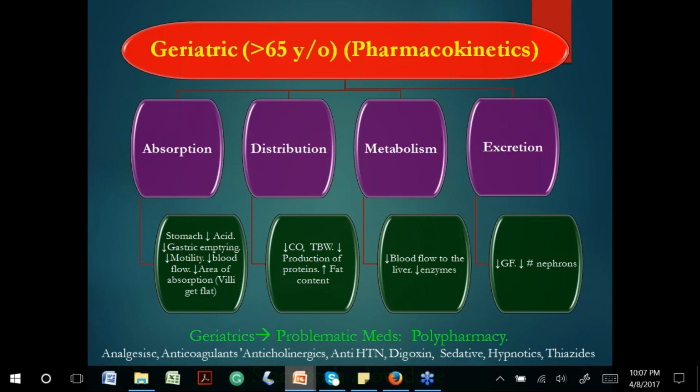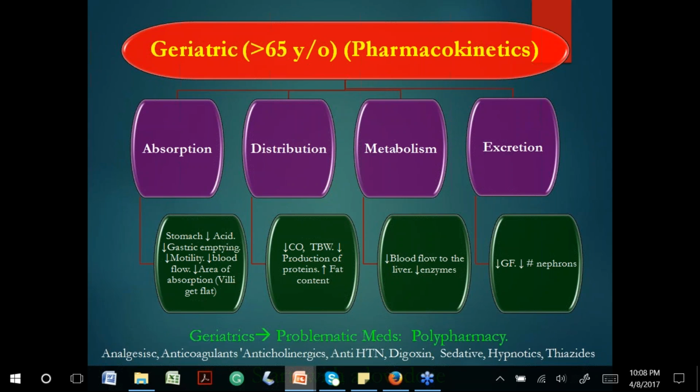Absorption, distribution, metabolism, excretion. So absorption, just to remember, goes down. Distribution goes down. Metabolism goes down. Excretion goes down. So if you have absorption go down, the bioavailability is going to be lower. How is that? You have less gastric acid production. Mostly the medications are made in order to be dissolved in the gastric acid. So if you have low gastric acid, they are not going to break down the tablet into small components, so they cannot be absorbed.